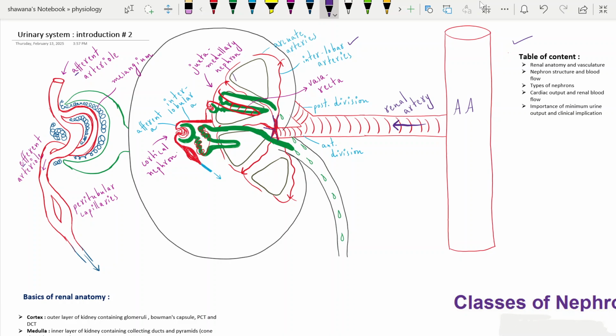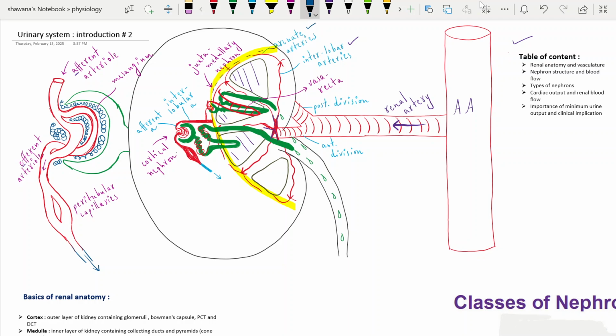You can see here, this is one pyramid, this is the second one, this is the third one, and they contain about 8 to 12 pyramids in each kidney. So the interlobar arteries run between the pyramids, and then at the junction of cortex and medulla, this one, I hope you can see it. I will highlight it. This is the junction of the cortex and medulla. Here the interlobar arteries divide to form the arcuate arteries.